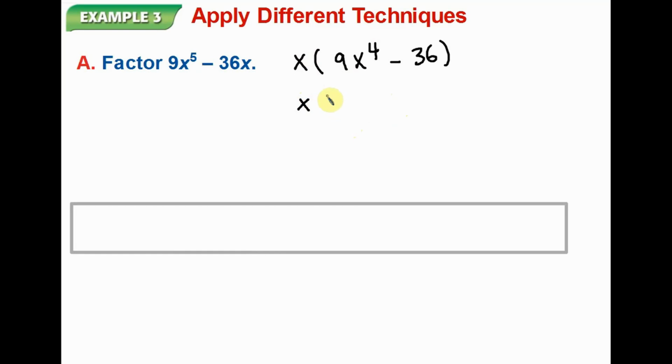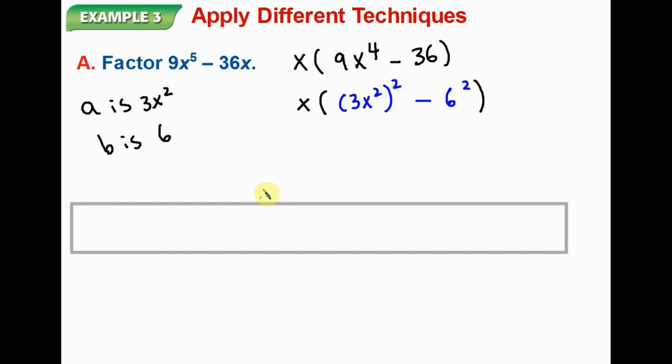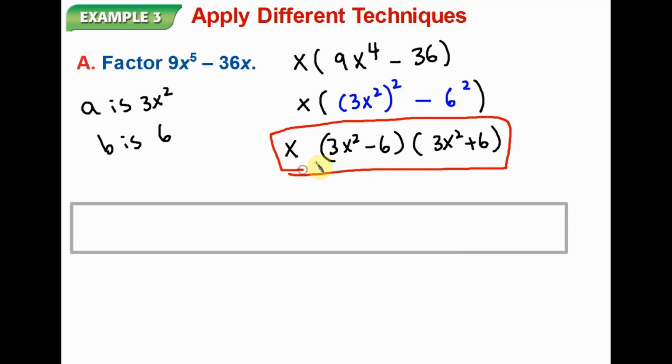Since x is outside of this term, 9x to the fourth power is the square of 3x squared, and then minus, you will have 36. The 36 is the square of 6. So then what you're saying is a is 3x squared and b is positive 6. If I'm following a minus b times a plus b, this can be written as x times 3x squared minus 6 times 3x squared plus 6. And now you have a factor form of 9x to the fifth power minus 36x.